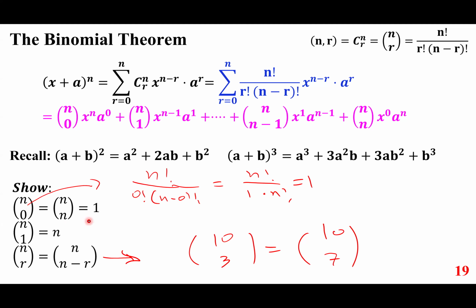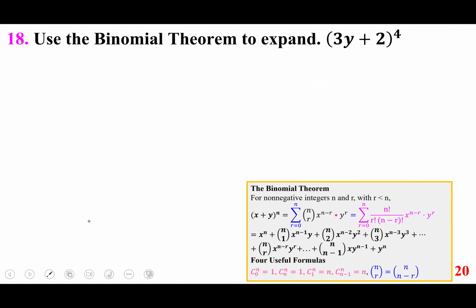It's really a good idea to remember all of those, because when we want to evaluate and use the binomial theorem, it helps. So for example, we want to use the binomial theorem to expand (3y + 2) to the power of 4. And again, the binomial theorem is given here, and I'm going to remind you. For non-negative integers n and r with r less than n, (x + y), you can use any variable here, okay? So x plus y, a plus b, it doesn't matter.